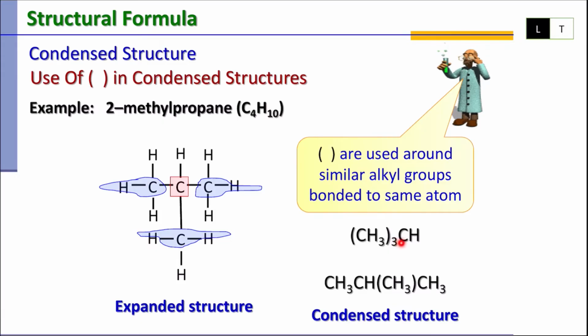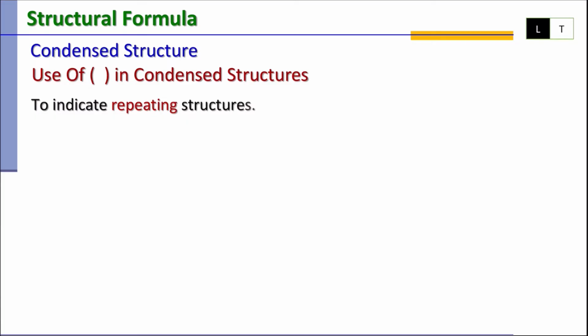So ini merujuk kepada carbon yang merah ni. Ini pun sama merujuk kepada carbon yang warna merah. So either awak kecilkan the same alkyl group dalam satu bracket, ataupun awak make it one line. So yang tengah-tengah ni, this one akan berada dalam bracket. Dua-dua pilihan ni adalah condensed structure. Next, we go for the next example. Penggunaan bracket untuk indicate the repeating structures.